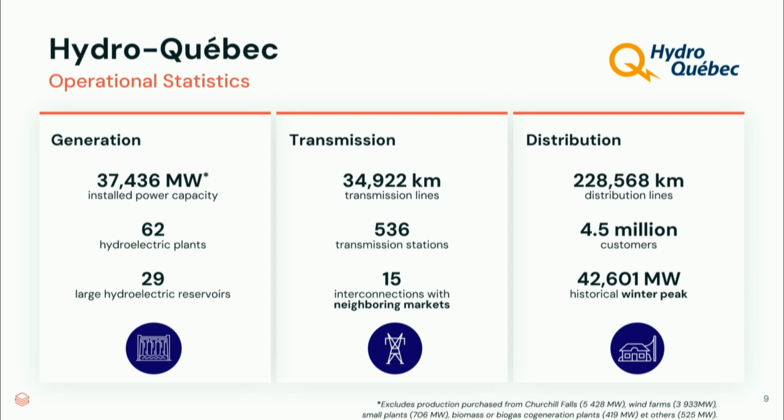The transmission lines we kind of talked about. This talk is about neither of those two. This talk is about the distribution, the last miles, the last kilometers, if you will, of which there's 230,000 kilometers. Do the math, it's about 140,000 miles, I think. Somewhere around there. For 4.5 million customers. The population of Quebec is about 9 million, so about two people per household, so to speak.